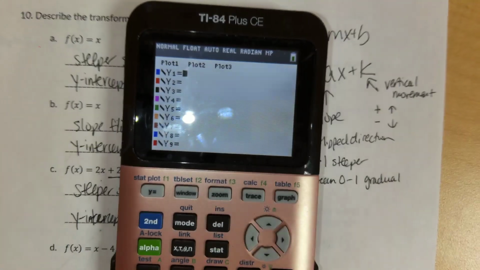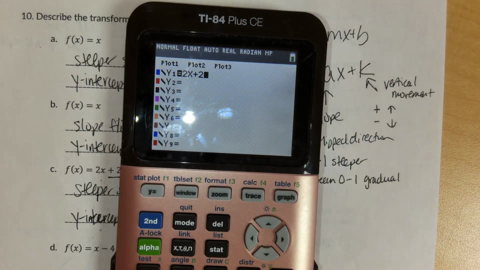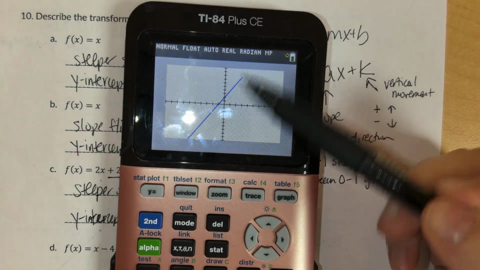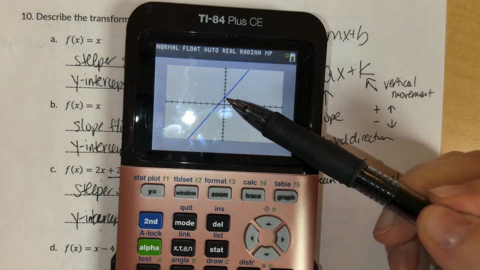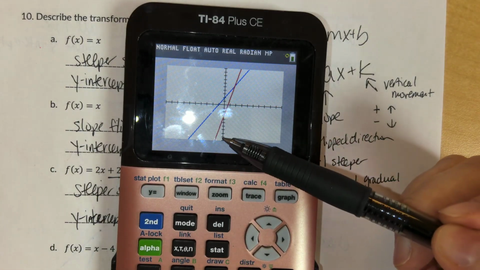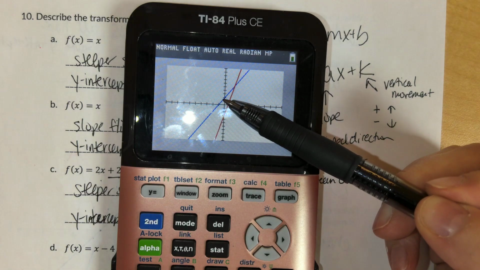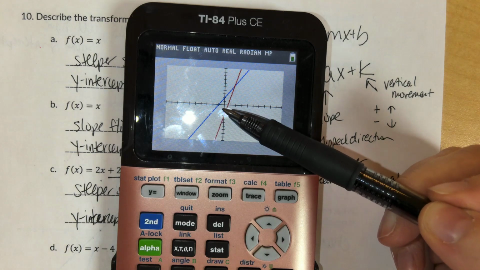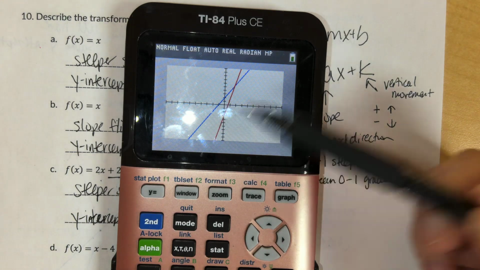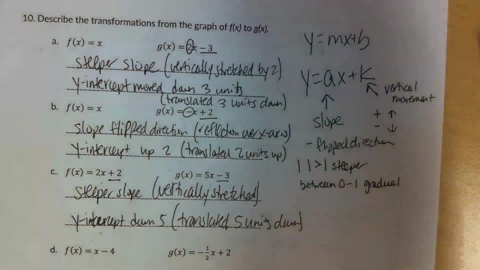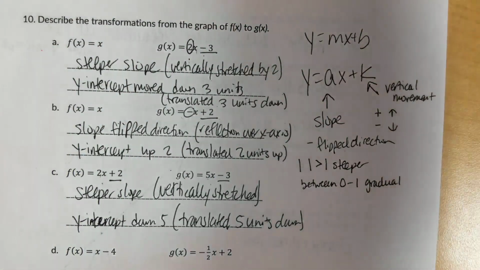So we can do y equals 2x plus 2, and then we can do 5x minus 3, and we can look at these. So 2x plus 2 has a steepness of 2, a slope of 2, and it goes through the y-intercept of 2. Then the next one has the same direction, but it's much steeper, and it has been slid down from the 2 to a negative 3. So it's gone down 1, 2, 3, 4, 5. That y-intercept has moved down 5 spots. And so that's the transformations that we're talking about from here to there.